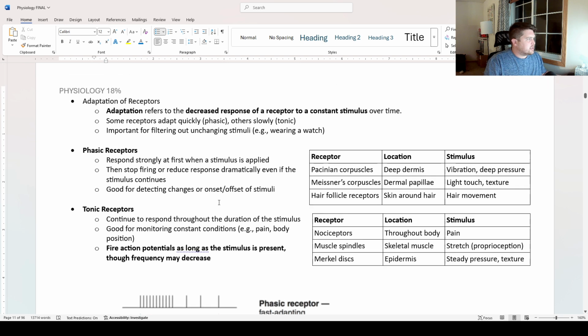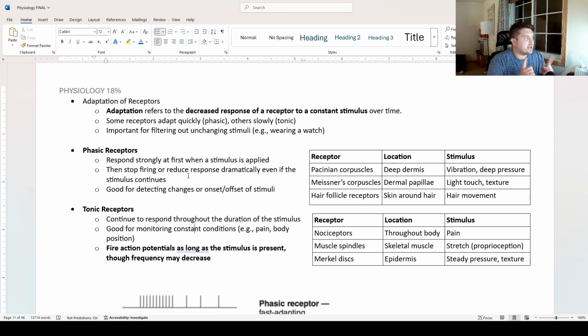These components do pop up every now and then a little bit more on boards when we talk about adaptation of receptors. Receptors adapt over time, depending on how frequently they're used, if they're used excessively or not enough. Adaptation refers to a decreased response of a receptor to a constant stimulus over time. Certain receptors are going to adapt very quickly. Others adapt very, very slowly, or tonically.